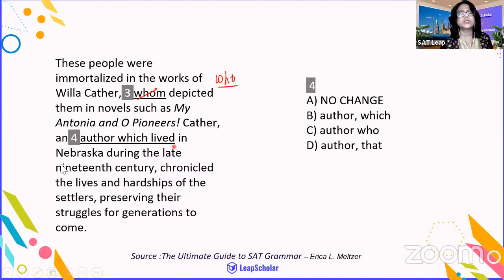Cather, an author which lived in Nebraska during the late 19th century, chronicled the lives and hardships of and so on. Okay, the author which lived, right or wrong? What should I do? Let's compare the answer choices: author which, author who, author that, author which. What can I eliminate? Okay, I can eliminate which, right? Why should I eliminate which? Quick, why should I eliminate which?